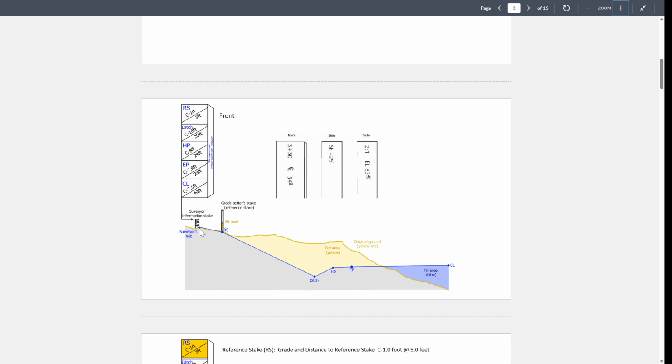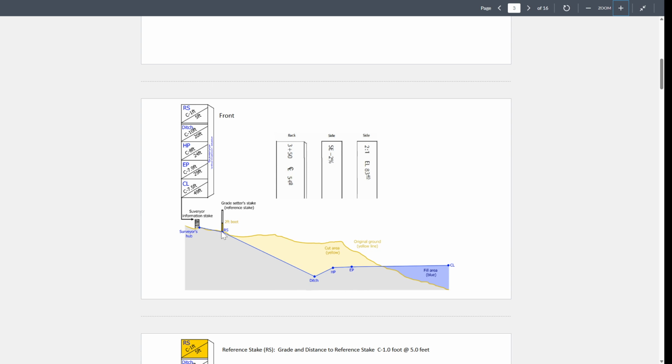So what does that mean? We want to set this stake 1 foot lower than the surveyor stake and 5 feet away from it. To repeat that, this is the information that's on the surveyor stake. The first thing it tells you is what to do to get to where to set your reference stake: go down, or cut, 1 foot from me and then go out 5 feet.